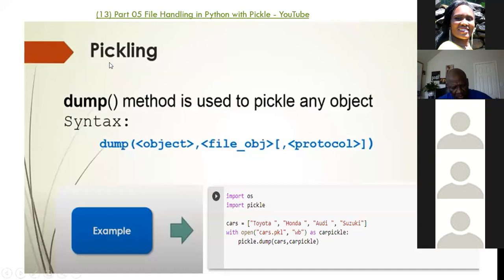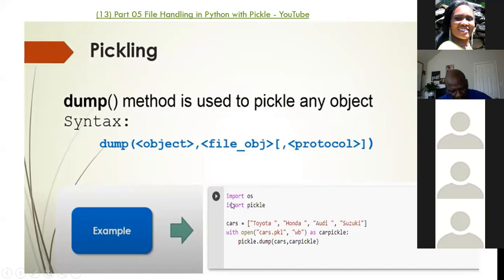So we have talked about pickling, and I've said we use the dump function or method. The dump method is used to pickle any object. The syntax is dump, and then you have the object name. The object can be your list, can be your dictionary, can be any object that you want to pickle, and then the file object, and then the protocol. The protocol, remember, is zeros and ones. It is not necessary, so you don't have to put it.